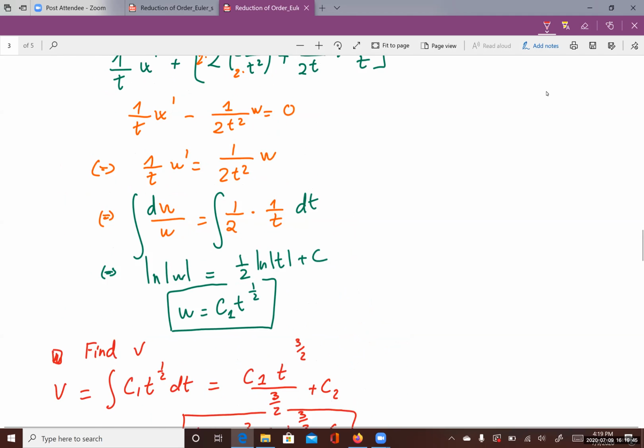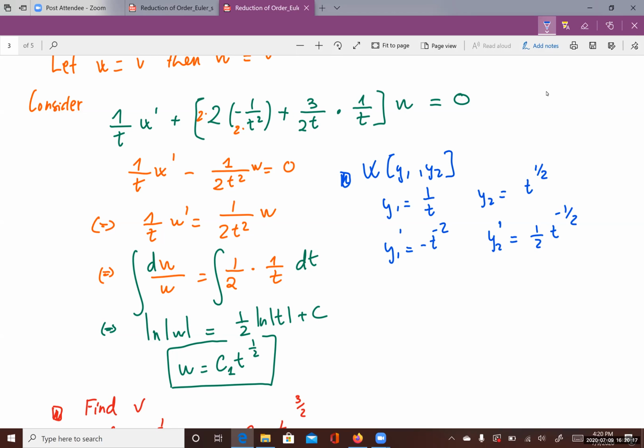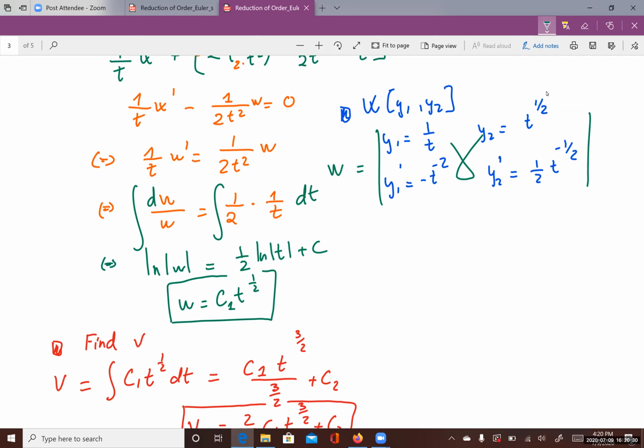And then the last step is I want to find the Wronskian of y1 and y2. So y1 is 1 over t, and y2 is t to the 1/2. Okay, then y1 prime is negative t to the negative 2, and y2 prime is going to be 1/2 t to the negative 1/2. All right, remember how to find the Wronskian. You do cross multiplications here. So it's going to be, okay, I'm just going to separate this. Okay, so it's going to be 1 over t times 1/2 t to the negative 1/2, minus negative t to the negative 2 times t to the 1/2.